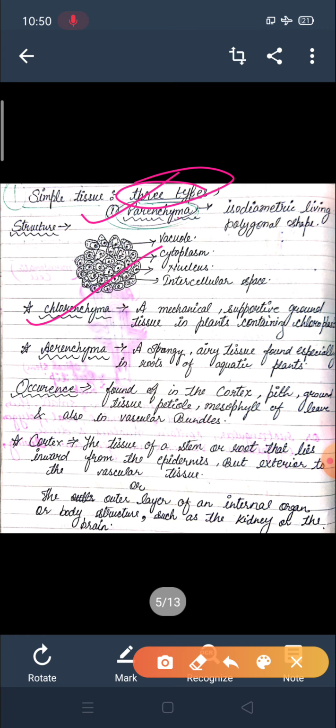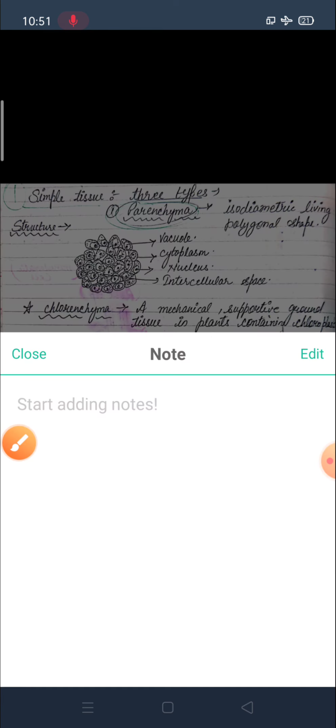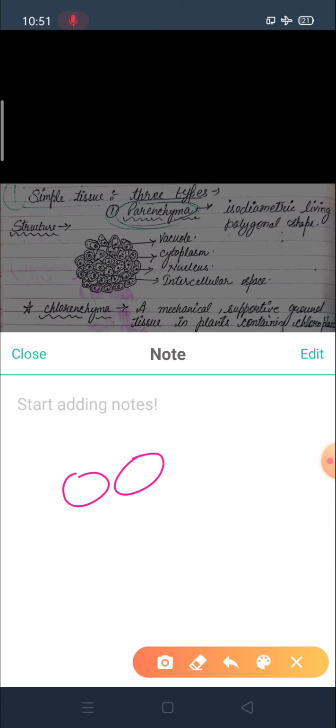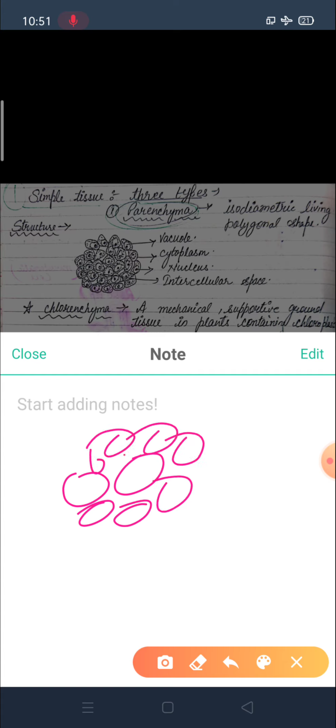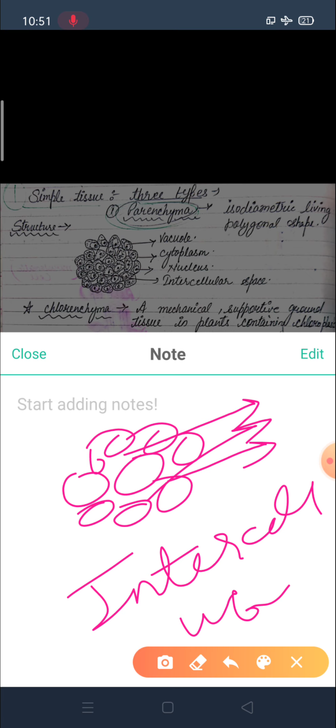Parenchyma is isodiametric, living, polygonal in shape. This is the structure of the parenchyma. It has vacuole, cytoplasm, nucleus, and intercellular spaces. Intercellular space means these are the cells, and in between these cells there is a space. This space is known as intercellular space, right?